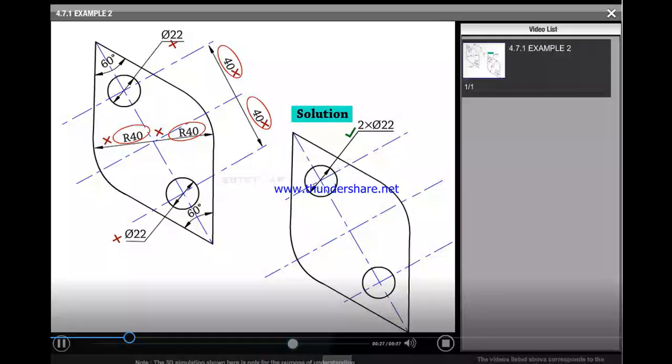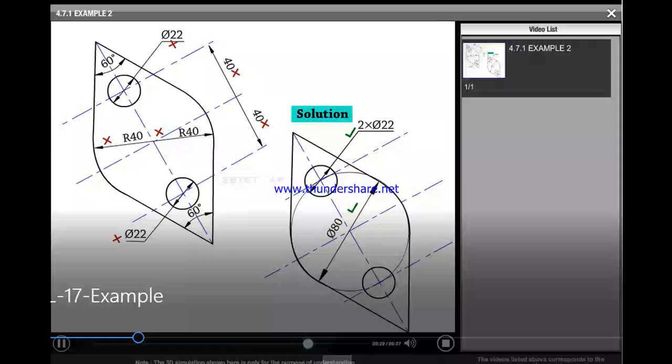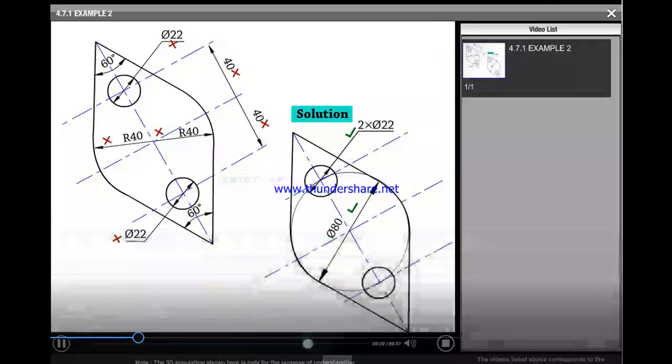Similarly, R40 and a length of 40 is given, which should not be placed like that. It should be placed like this. What is the total radius? Radius 20 is the total, which indicates phi 80. So like that you have to represent, which is one of the circles.